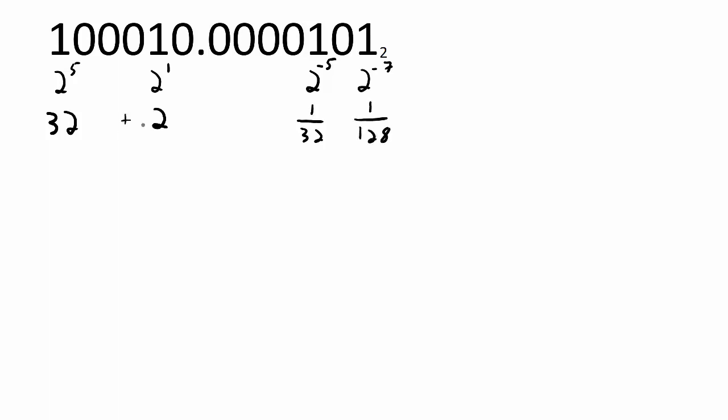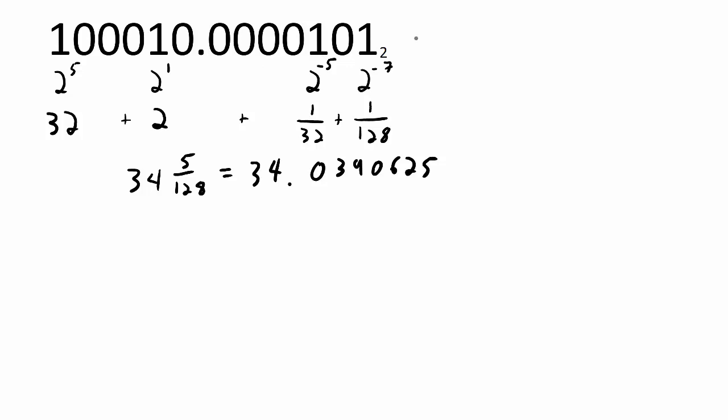Now, if I just add these numbers together, I can split it into the whole number part and the fractional part. So I'll get 34 here. And 1/32 plus 1/128 is 5/128. And writing this out in decimal format, it's 34.0390625. So ultimately, this number, 100010.0000101 in base 2 is equal to 34.0390625 in base 10. I hope that helped your understanding of fractional binary to fractional decimal conversion.